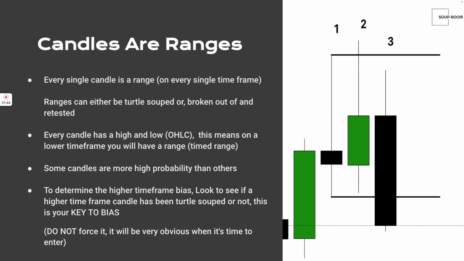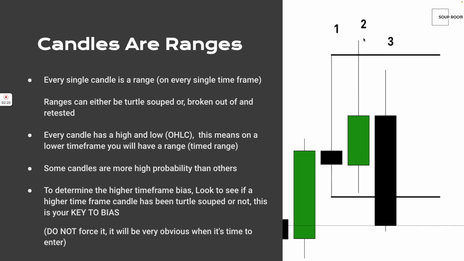Some candles are more high probability than others. How do we know this? Specific times. To determine the higher time frame bias, look to see if a higher time frame candle has been turtle souped or not. This is the key to bias, no matter the time frame. That last part was very important. Do not force it. It will be very obvious when it is time to enter a trade.